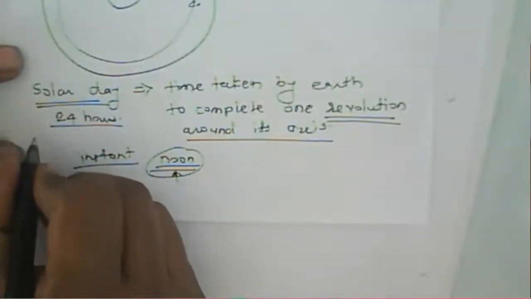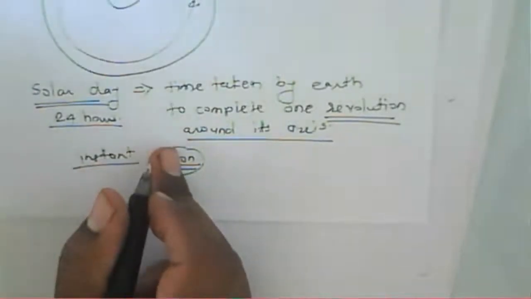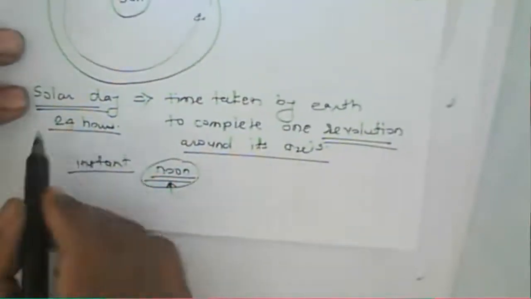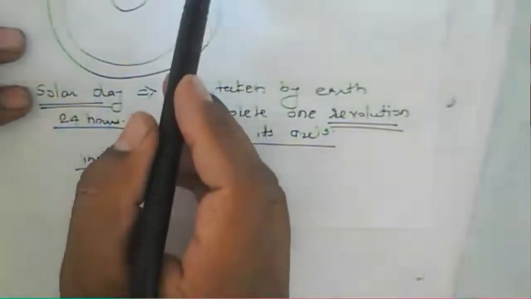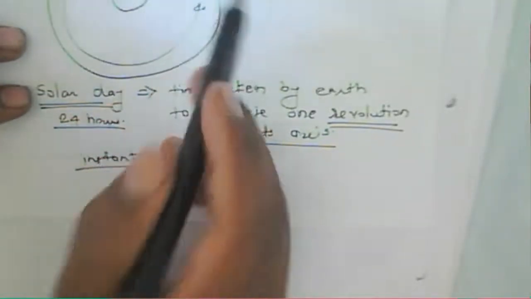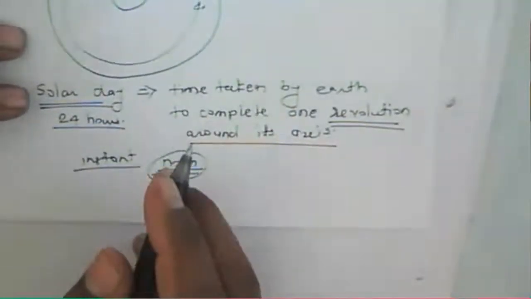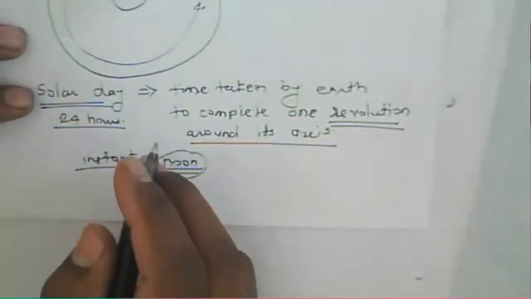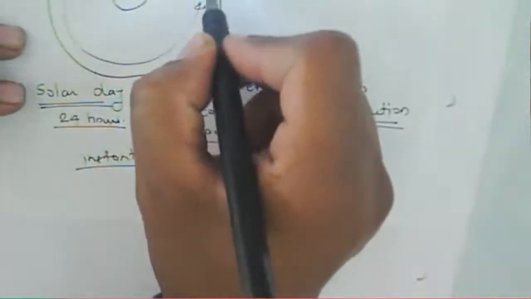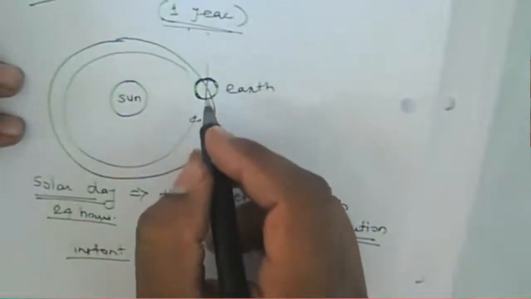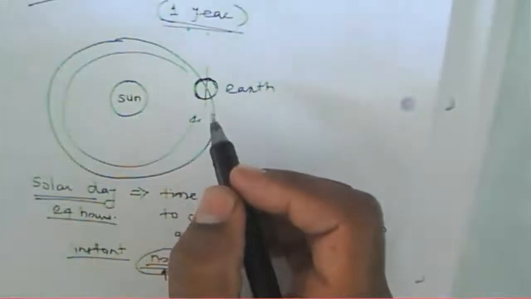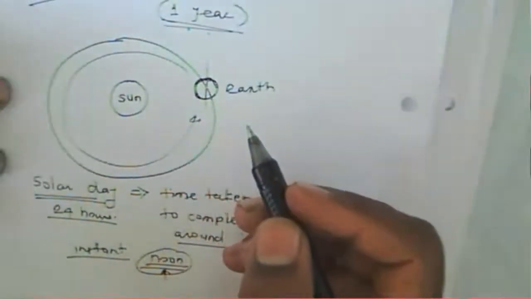So 24 parts means what? Each part consists of 1 hour. Okay, each part consists of 1 hour, so that's why 24 hours. Generally, if we consider that the Earth is not rotating around the Sun, then what happens? In that case, whatever the rotation of this particular Earth is to be taken, that is nothing but a solar day.